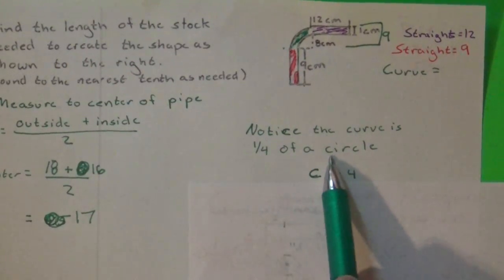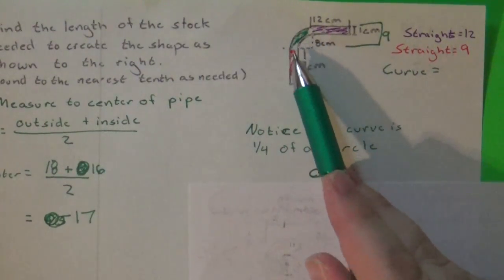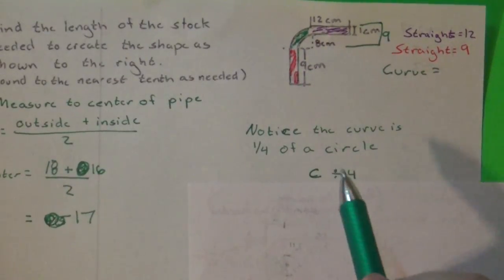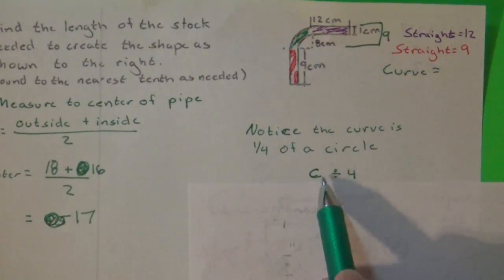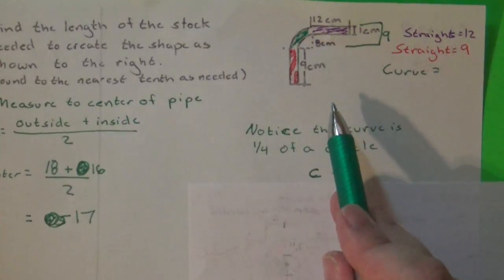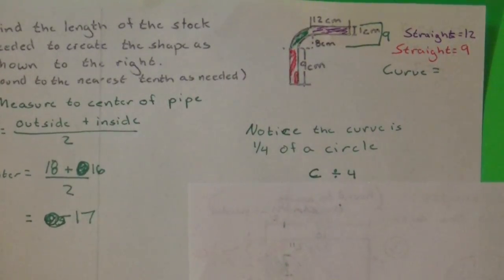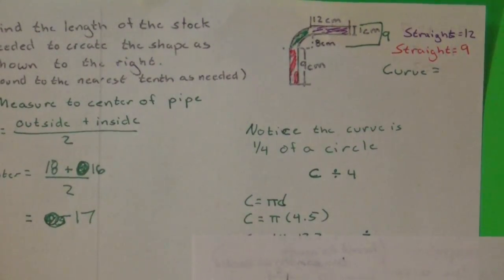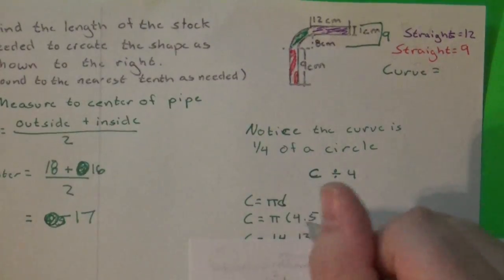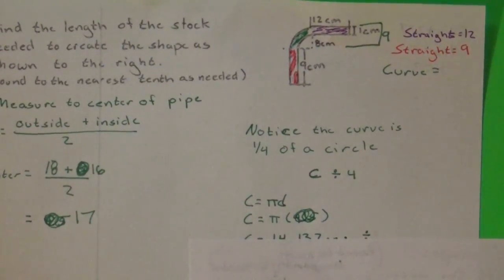Notice that the curve is 1/4 of a circle. This curve is 1/4 of a circle. So what we're going to have to do is find the circumference of an entire circle, and then divide it by 4. Excuse me. So circumference is pi times d. Let me rewrite that. Pi times 17.